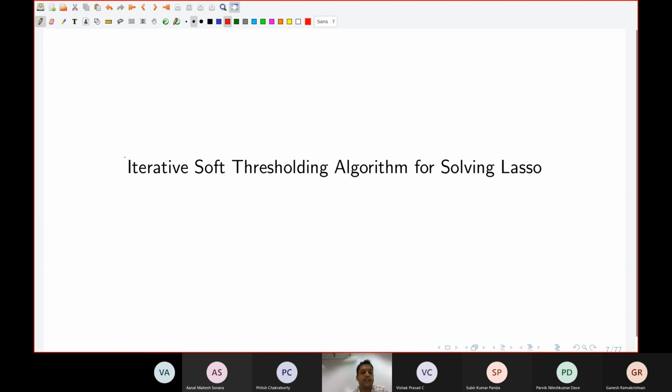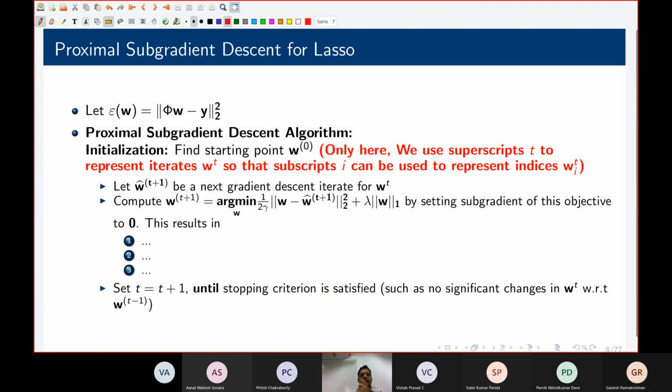Okay, so let me now outline the entire iterative soft thresholding algorithm for solving lasso, all under one umbrella. Okay, now I use w instead of x. This is the x, right? And exactly using what we call proximal subgradient descent algorithm, where to the error E(w) we have also added lambda times the 1 norm of w. So wt plus 1 is the next gradient iterate from wt. Compute wt plus 1, which is argmin over w of 1 upon 2 gamma, and so on, by setting a subgradient. If you want to be more specific, you can say by setting some subgradient. And this is exactly what I derived on the last slide.